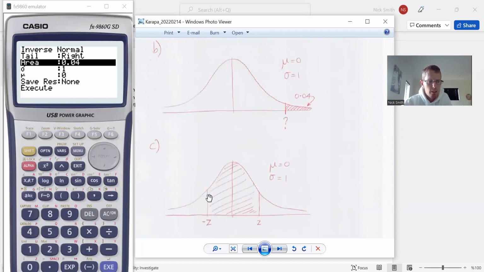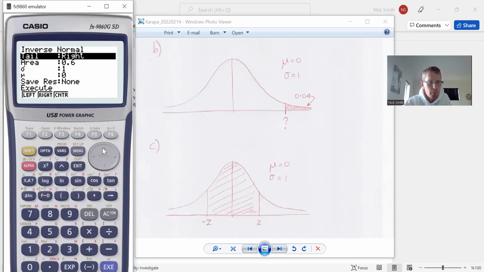So the area looks like it's about 60. So let's put in an area of 0.6 for 60%. Okay, my bad that I didn't write it in on the little sheet that I made. So 60%, 0.6. Execute that. But our tail, instead of being on the tail, is actually in the middle. It's in the center. So we're going to switch that to center, F3, and push execute.